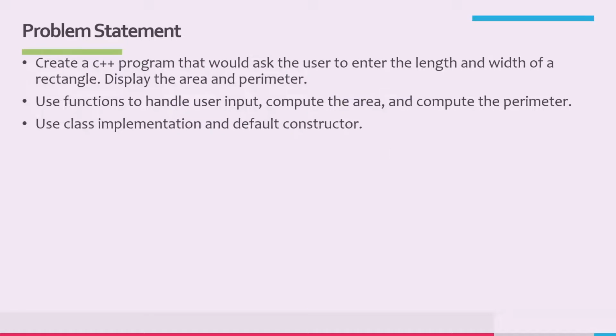So, the problem statement: create a C++ program that would ask the user to enter the length and the width of a rectangle, and display the area and the perimeter. Use functions to handle user input, compute the area, and compute the perimeter. Use a class implementation and a default constructor.